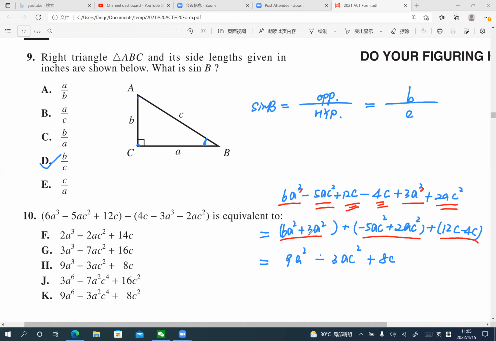So 6a cubed plus 3a cubed is 9a cubed. Negative 5ac squared plus 2ac squared is negative 3ac squared. 12c minus 4c is 8c. So we should choose option H. 9a cubed minus 3ac squared plus 8c.